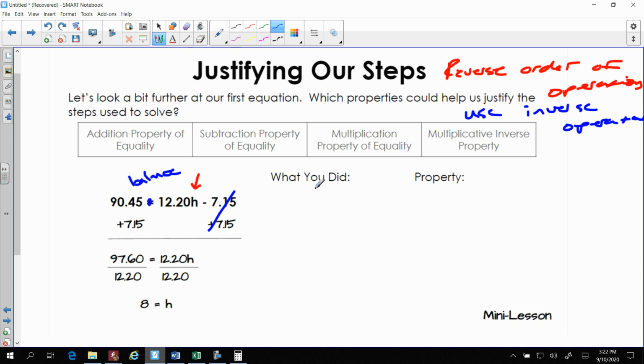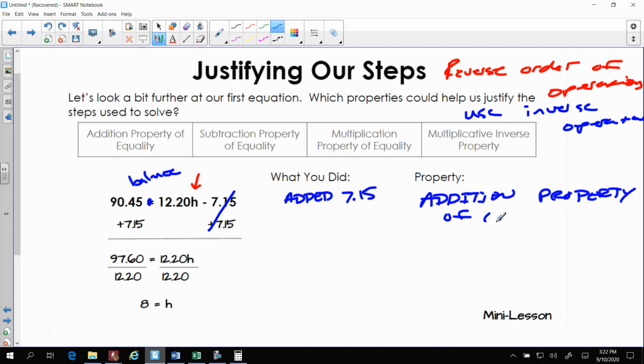So what you did, we added 7.15. What property is that? That is the addition property of equality, because if I add to one side, I have to add to the other.